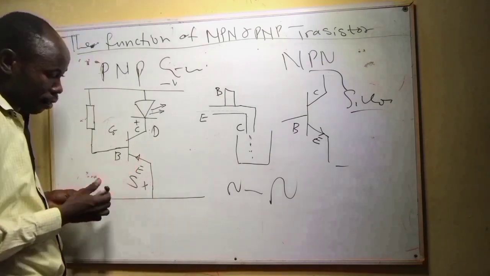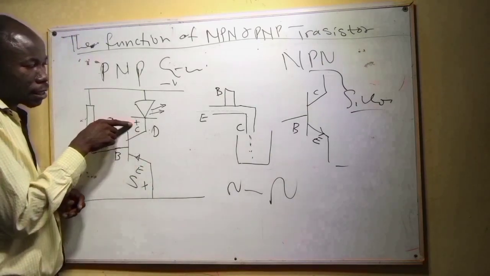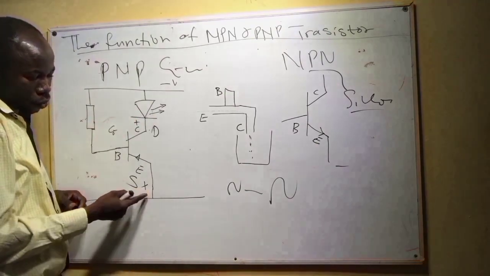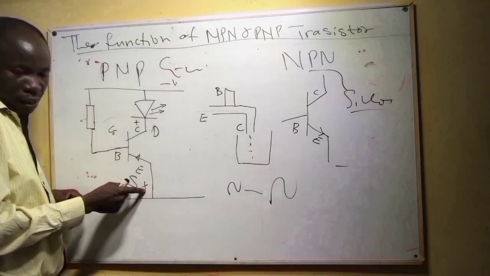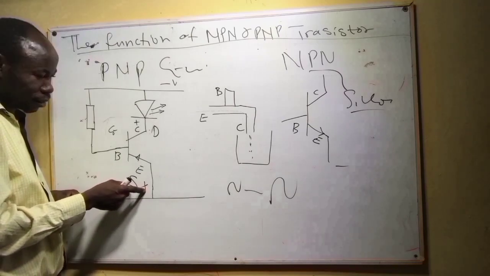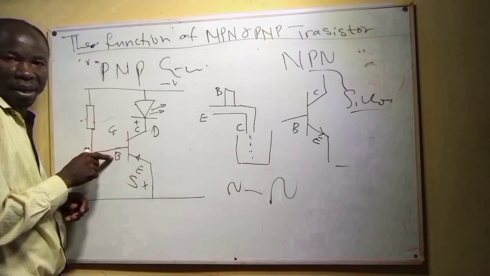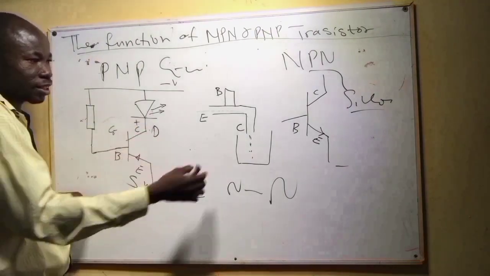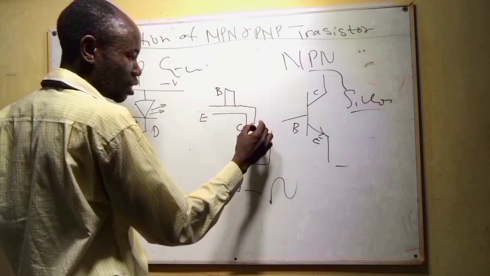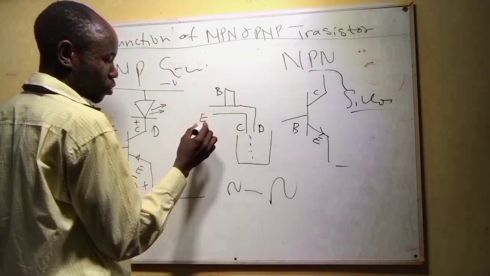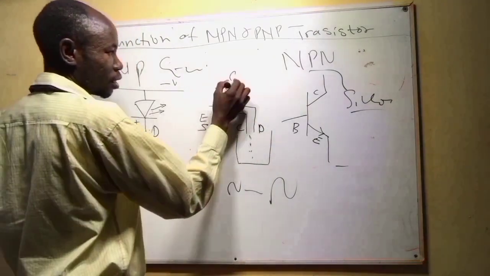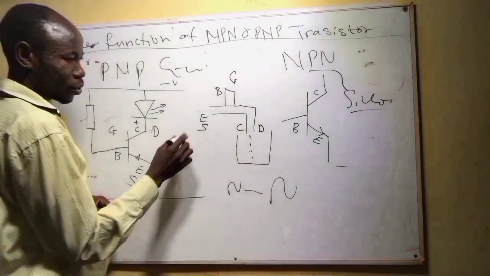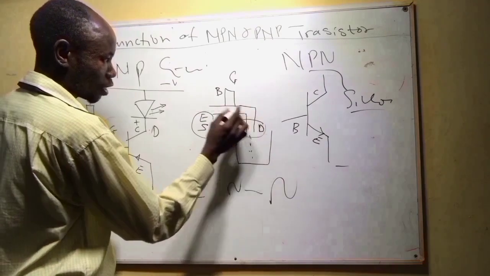It's the same thing. Before this light will come on, it needs positive. So the positive is the source, which is the supply. Then it passes by the help of the base to the collector, which is the drain. The drain D. The source S. The gate G. You see? So this is that.